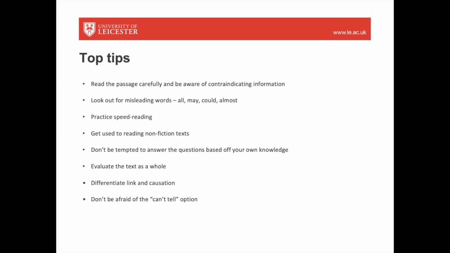Make sure, and I can't emphasize this enough, that you only answer questions based on what they tell you, and not off any past knowledge that you have on the topic. When you're skim reading, try to evaluate the text as a whole, as well as making sure that you read the question correctly. Make sure that you know the difference between causation and correlation, as this will be tested, and be careful not to waste any time with some of the type 2 answers. If you don't know the answer after 30 seconds, pick one which feels right and move on. And finally, don't be afraid of the can't tell option, because it is the correct answer a lot of the times. So if you think that's the answer, go with it. Don't second guess yourself.